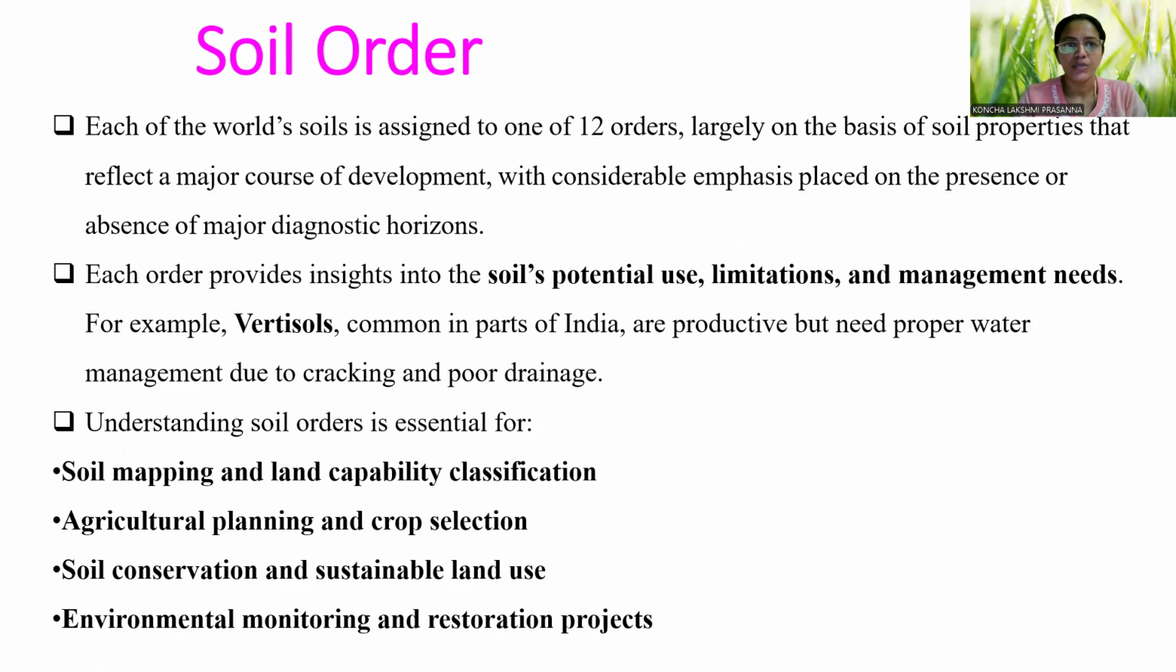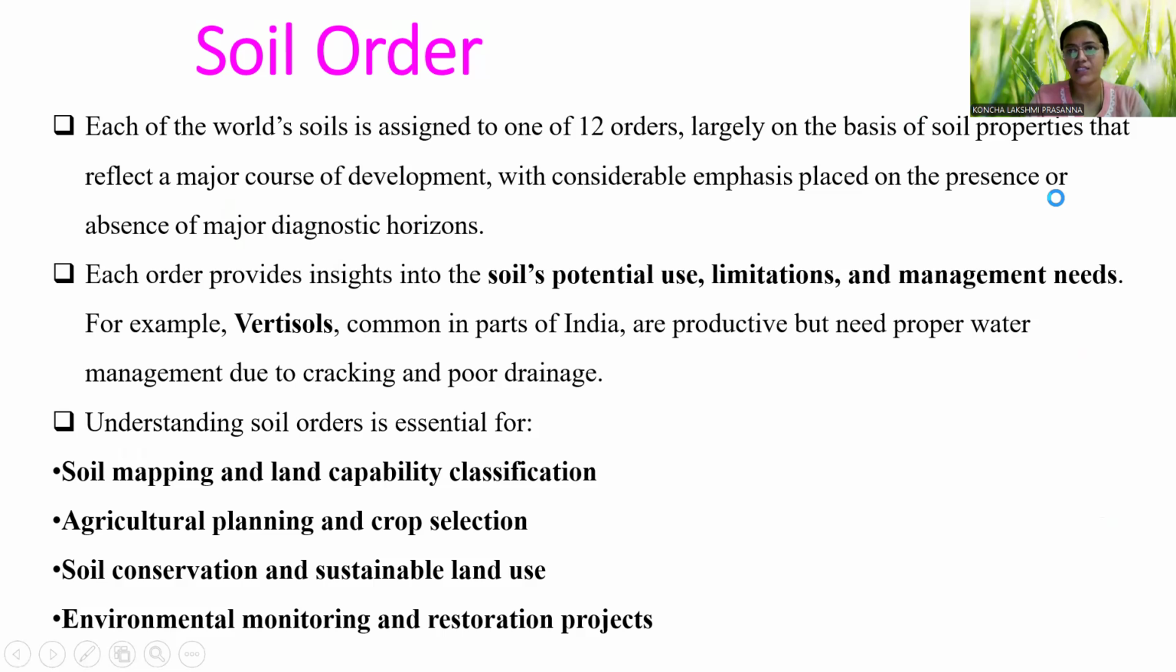Each of the world's soils is assigned to one of the 12 soil orders, which are largely based on soil properties that reflect a major force of development, with considerable emphasis placed on the presence or absence of diagnostic horizons. Each order provides insights into the soil's potential use, limitations, and management.